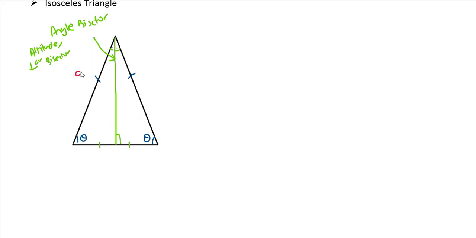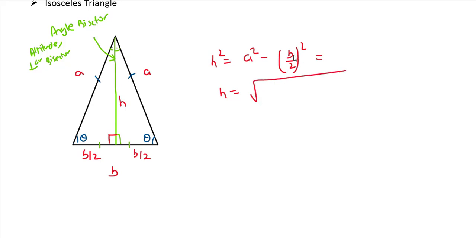Let us call the two equal sides A and the unequal side B. So this part will be B by 2 and this part will also be B by 2. So if H is the height of the triangle, we can find H using the Pythagoras theorem. So H square will be equal to A square minus B by 2 the whole square. From this we will get H equal to the square root of, this will become B square by 4, so we will have 4A square minus B square, the whole divided by 4. So this is the formula for the height of an isosceles triangle.